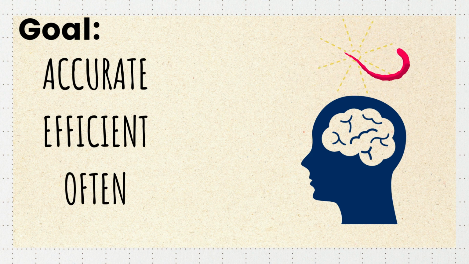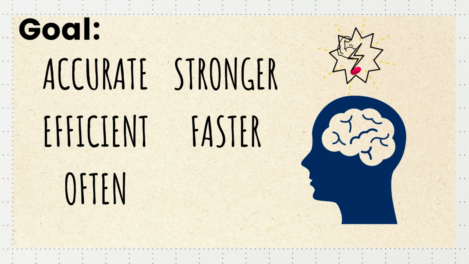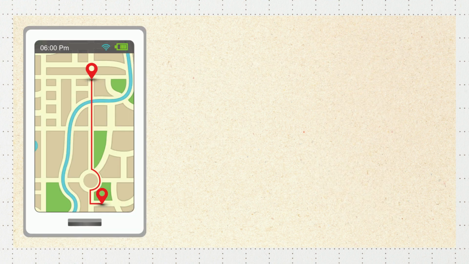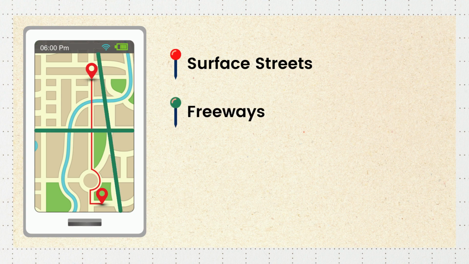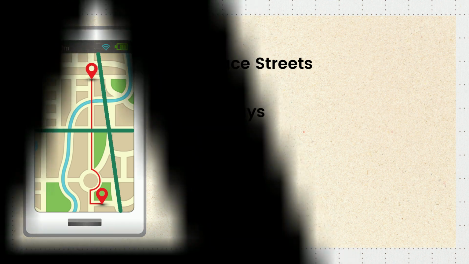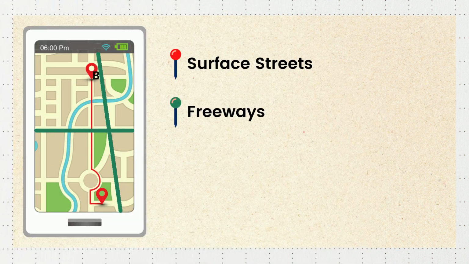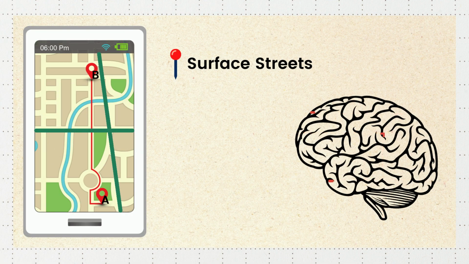The more often we retrieve information from our brains, the stronger the neural pathways become and the faster we are able to retrieve it in the future. Consider a map of a major city. There are surface streets and there are freeways. The more freeways there are, the faster it is to travel from point A to point B. The neural pathways work in a similar way.